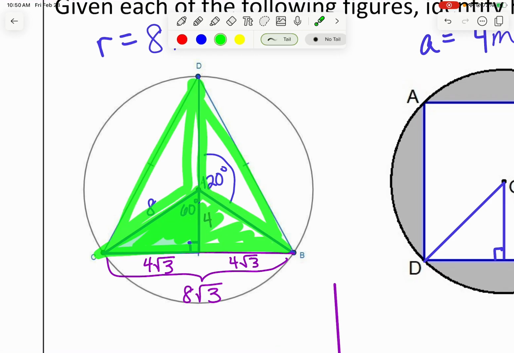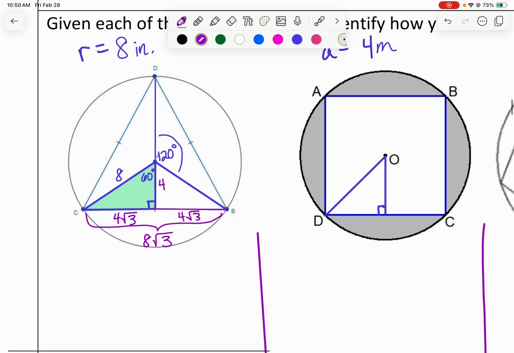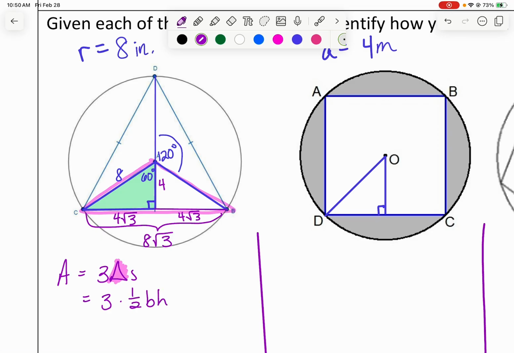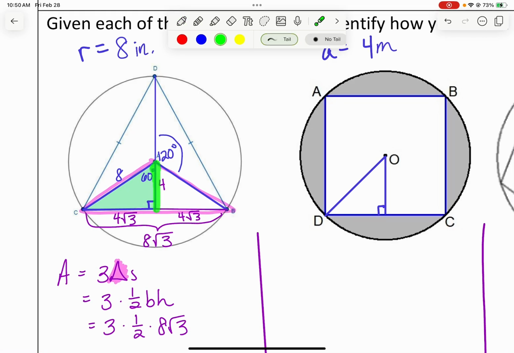So my formula for area is going to be 3 of these triangles. And when I say these triangles, I'm talking about this whole big triangle in pink, okay? So we're gonna do 3 times 1/2 base times height. So 3 times 1/2 times the base of the whole pink triangle, which is 8 root 3, times the height of my pink triangle, which is 4.